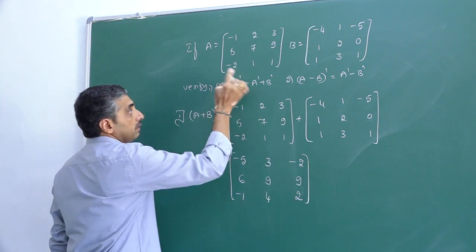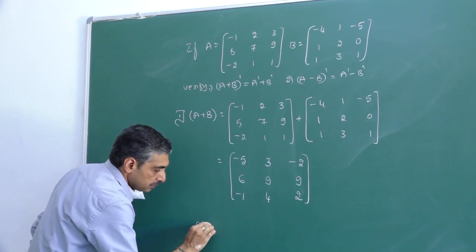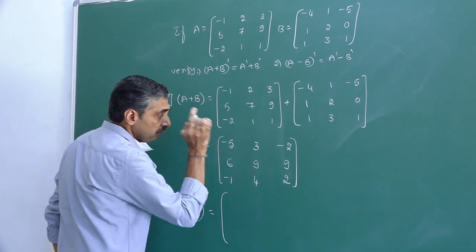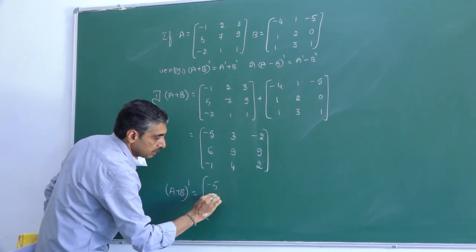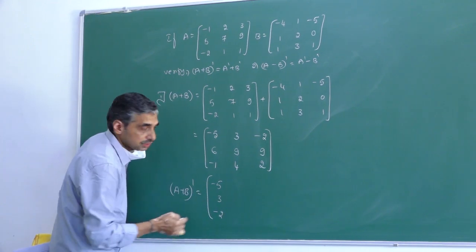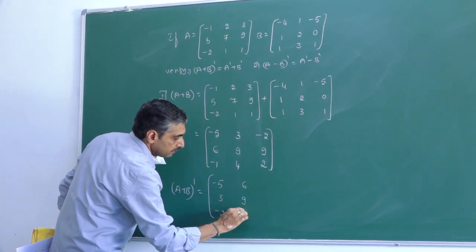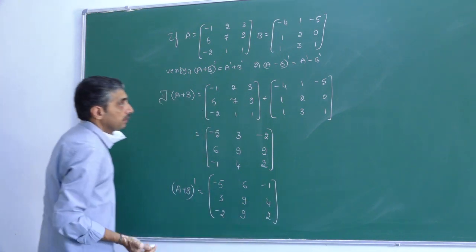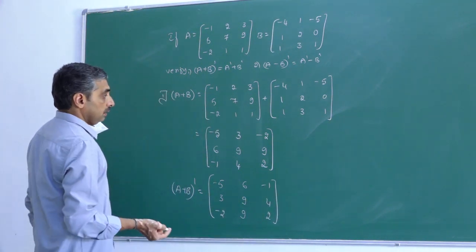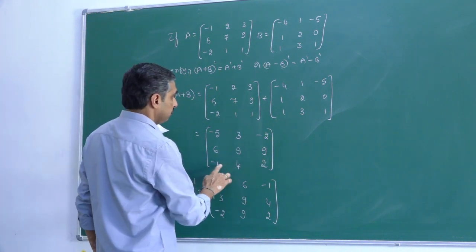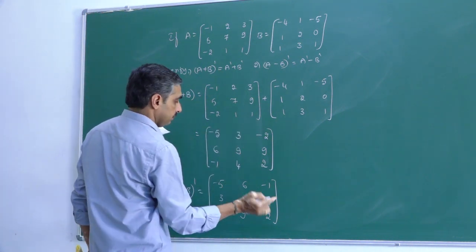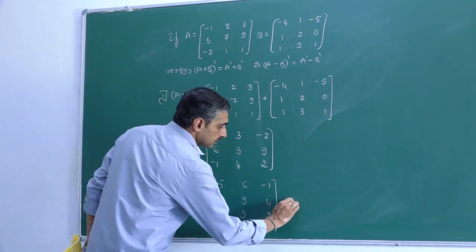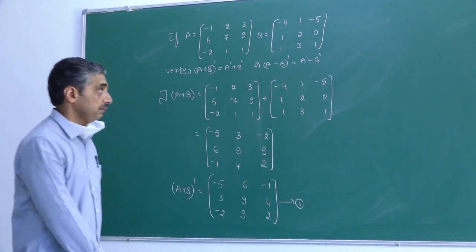Now what do we require? We require the transpose, right? So that I can determine (A plus B) whole dash. Now interchange. Interchange: minus 5, 3, minus 2, 6, 9, 9, okay? Minus 1, 4, 2. Is it right now? Minus 1, 4, 2, last one. Okay. So now, call this equation 1: (A plus B) whole dash.